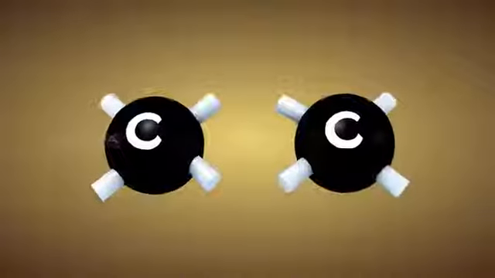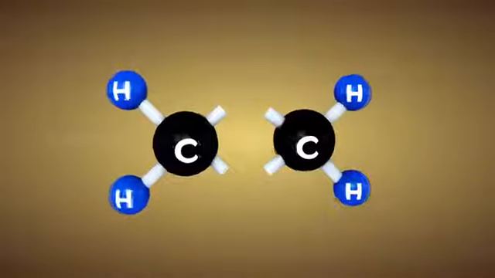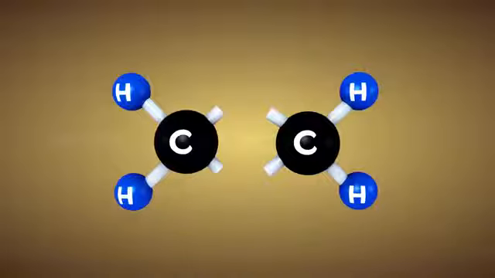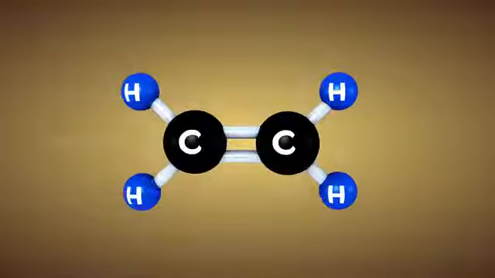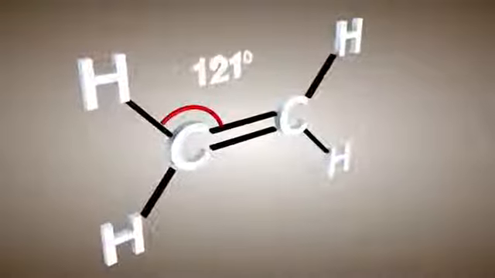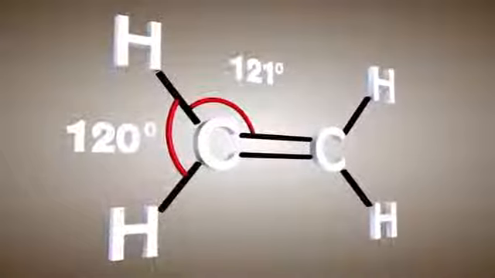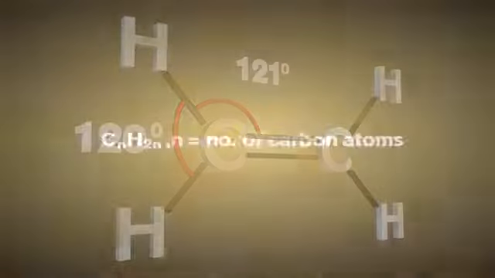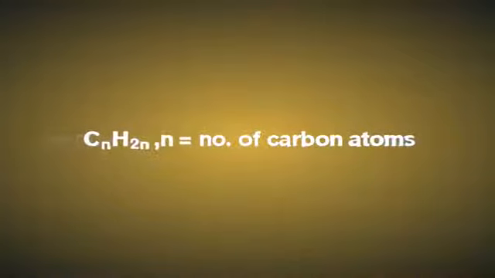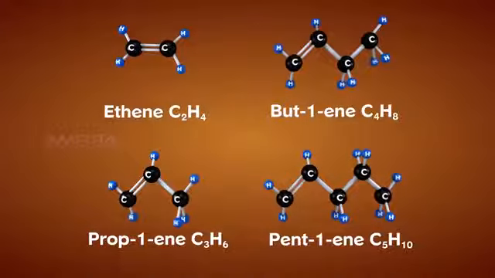Here, each carbon atom is linked to 2 hydrogen atoms by single bonds. In order to satisfy the remaining valences, the carbon atoms mutually share 2 electron pairs, resulting in a double bond. In ethene, the CCH bond angle is approximately 121 degrees and the HCH bond angle is approximately 120 degrees. The general formula representing alkenes is CnH2n, where n is the number of carbon atoms. Let's take a look at the other members of the alkene family.